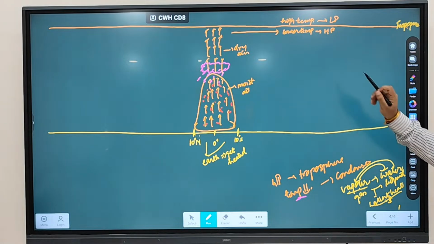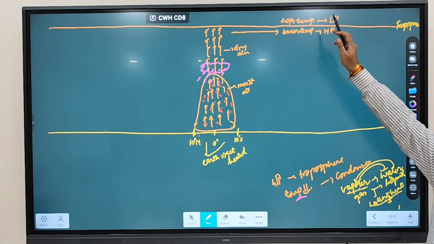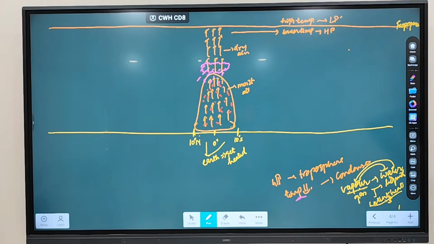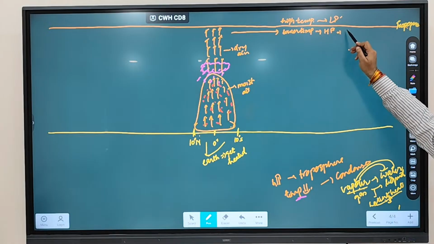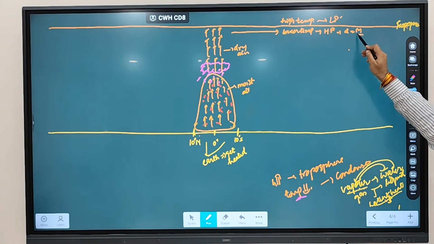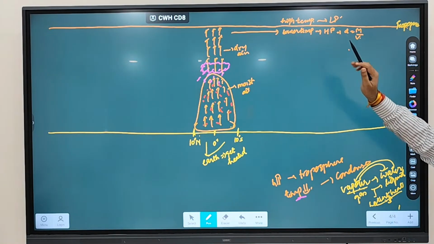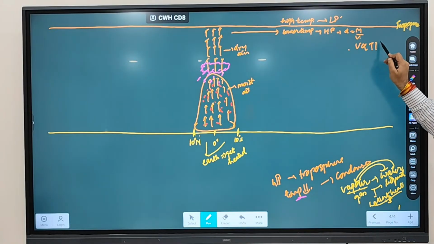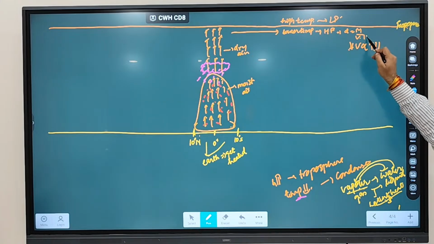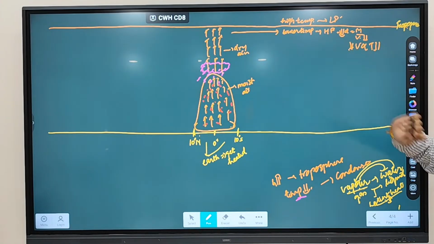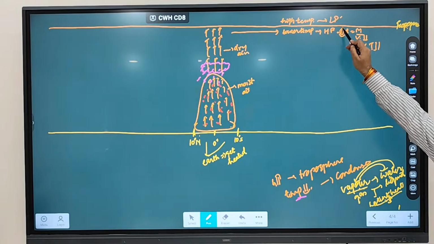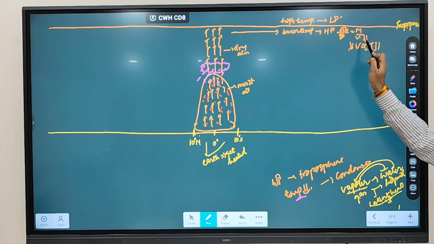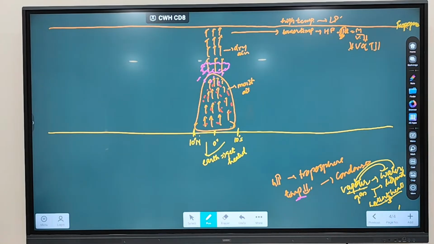Which air is going to be more dense? High pressure air is going to be more dense. What is density? Mass by volume. So remember we discussed volume is directly proportional to temperature. So if temperature decreases, volume will decrease. If volume decreases, what will happen to density? Density is going to increase, because an inverse relationship is there.